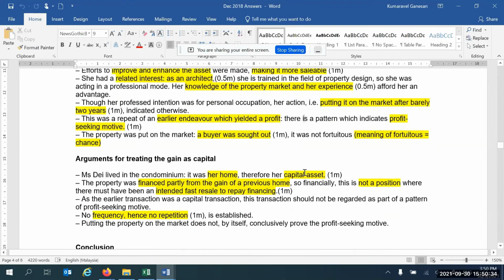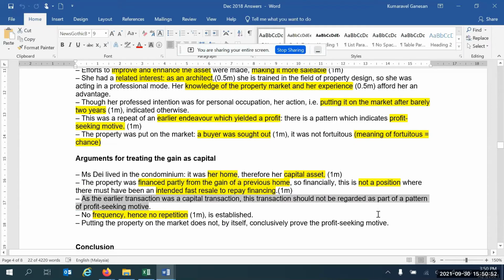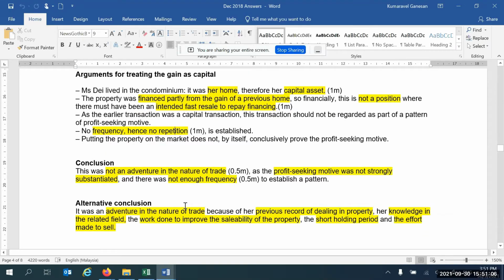Capital is a bit harder. We found out the finance partly. It was a home, that means it's personal enjoyment. That one I didn't really realize because it's very hard to realize that. This third one also I didn't highlight because it's a very general point. Earlier transaction capital, this one also capital. No frequency, no repetition. Yes, we read frequency. So we got at least some of the points. Now, here she accepts both.